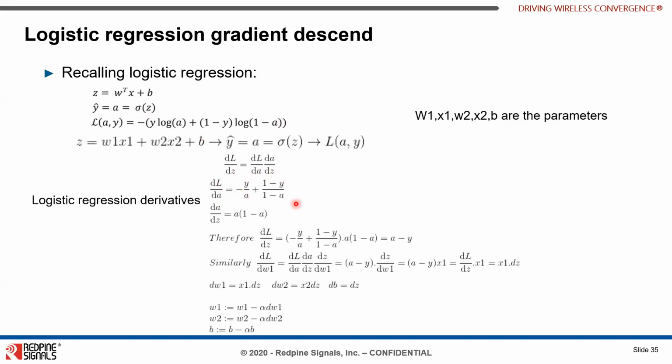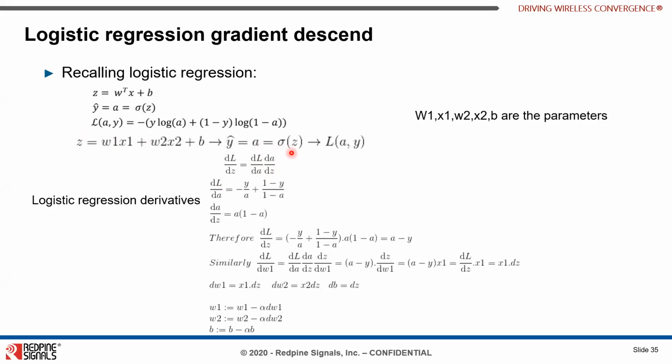Sir, L is actually composed of two values, a comma y. When we do dl by dz, how can we split it as dl by da into da by dz? A itself is the actual calculated value. Now, dl by dz is dl by da into da by dz. How? Because if there is a change in z, that will affect a, because a is sigma of z.